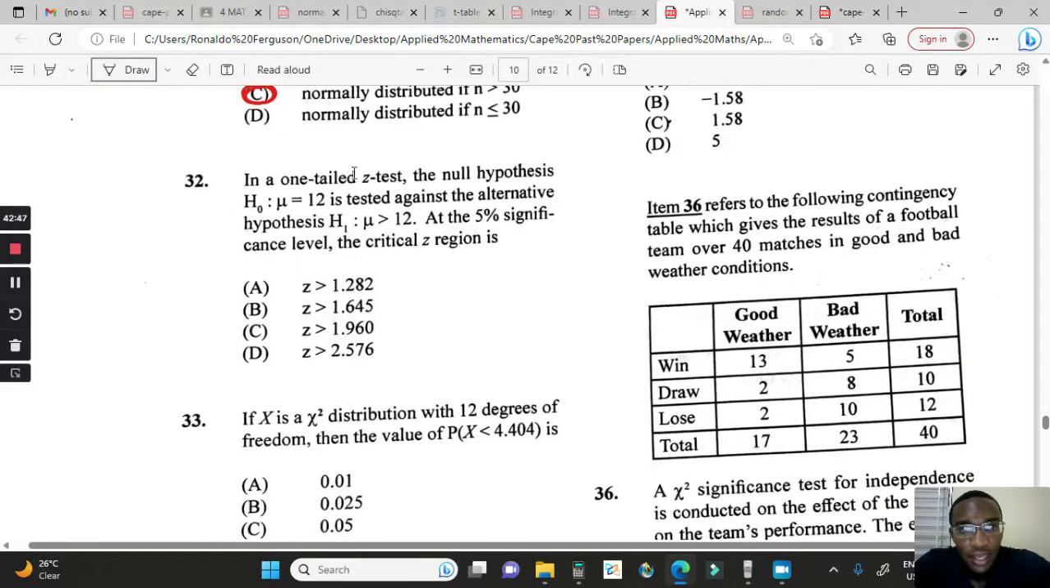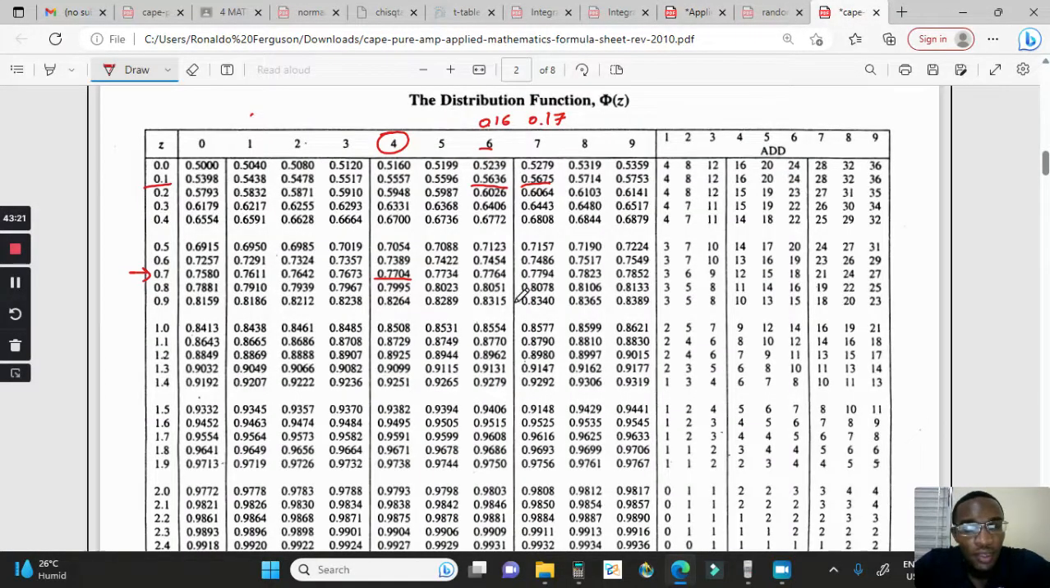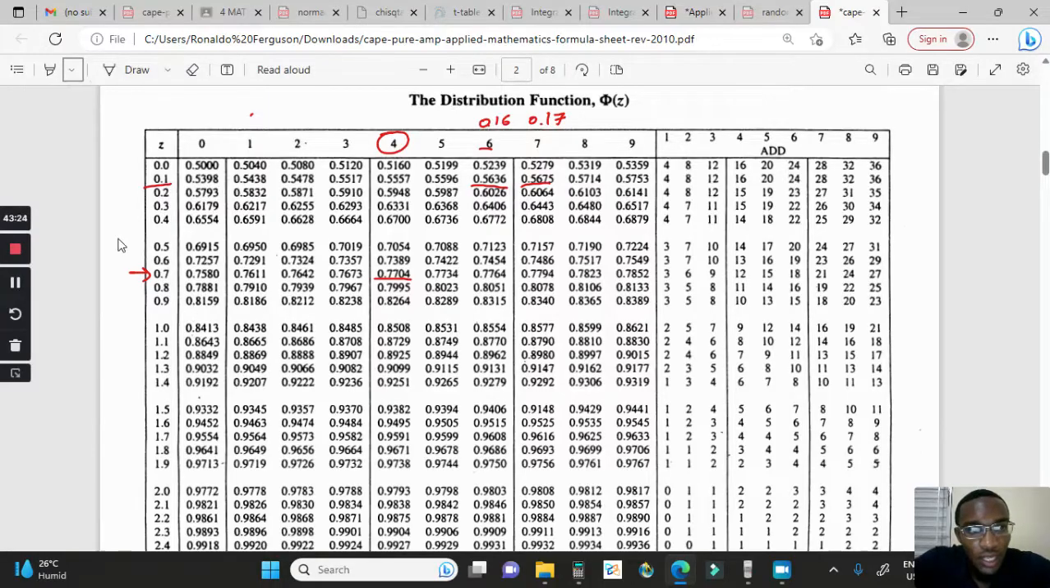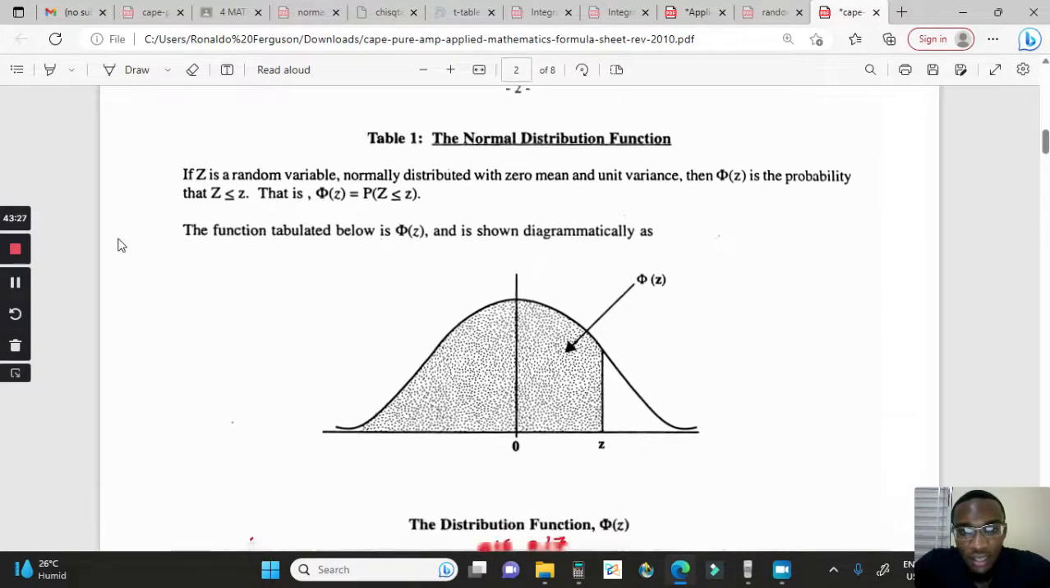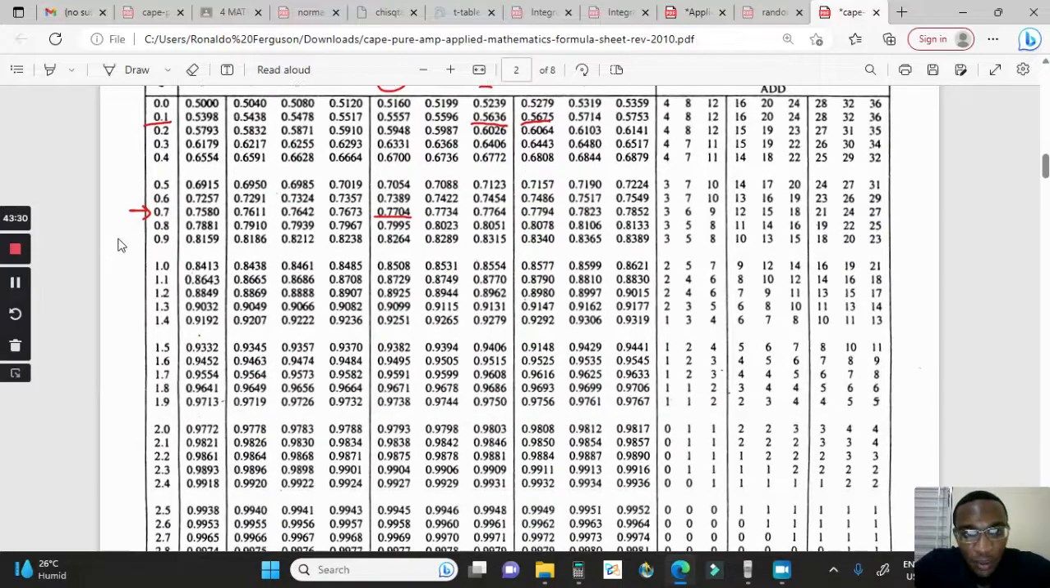Next one, in a z-test, it says at 5% significance level, the critical value is. Oh, so now we need to decide if it's a one-tail or two-tail test. This is a one-tail test. Since it's a one-tail test, our critical value is Z alpha, which is Z 0.05. You go to the normal table right here. We're looking at 5%, so we should be 95% confident, and so we're looking for 0.95.